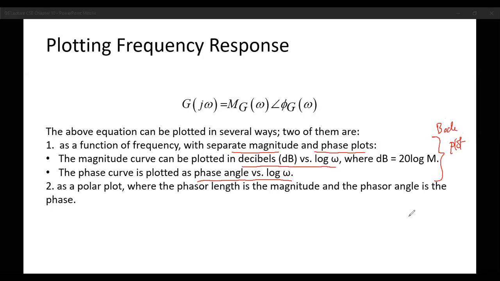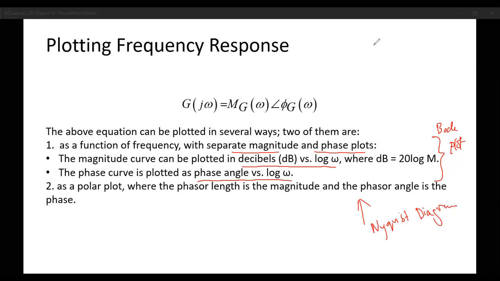And the other way to do it is by the polar plot, where you find the phasor length, the magnitude, and the angle, and correspondingly put the value on the phasor. That will give you the polar plot. From the polar plot, we'll try to figure out the Nyquist criterion. You can also say Nyquist plot or Nyquist diagram.